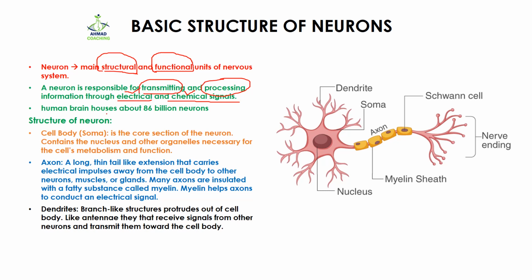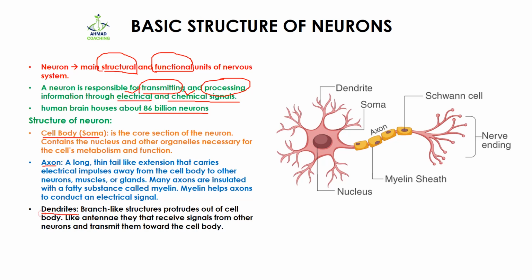According to the study, the human brain houses about 86 billion neurons. So you can understand by looking at the number of neurons present in the brain how important they are. Talking about the basic structure of neurons, a neuron is made up of a cell body or soma, axon, and dendrites.